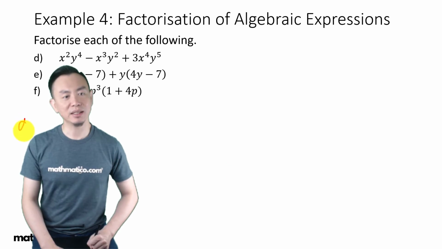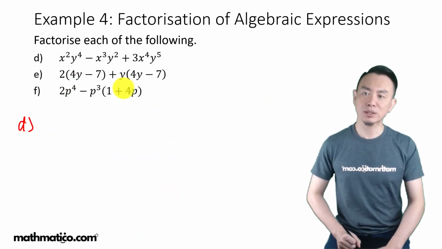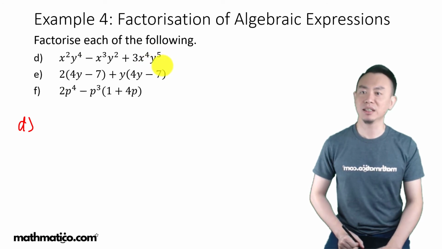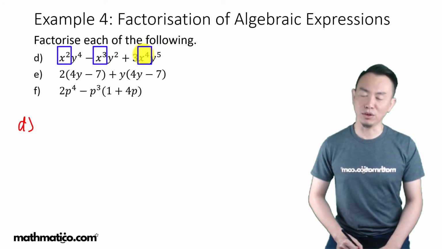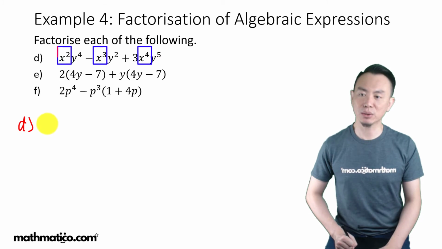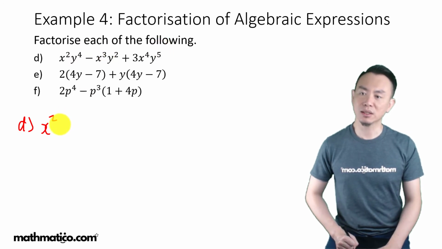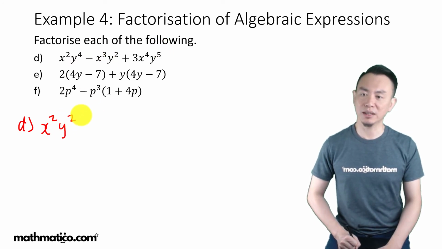Let's look at part D. x squared y4, minus x cubed y squared plus 3x4 y5. X squared, x cubed, x4. So the lowest is x squared, right? So we can see that x squared is a common factor. y4, y2, y5. So y2 is the lowest. Y squared is a common factor, okay?